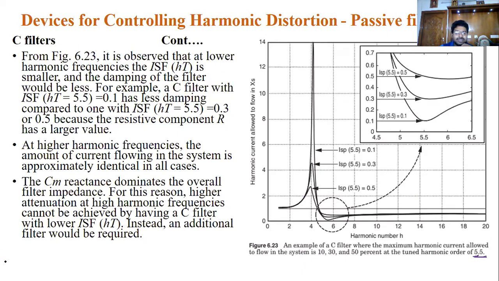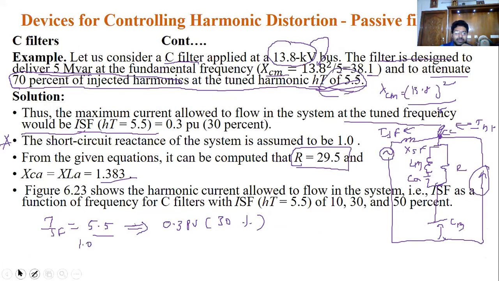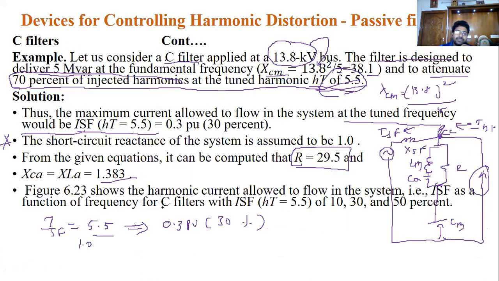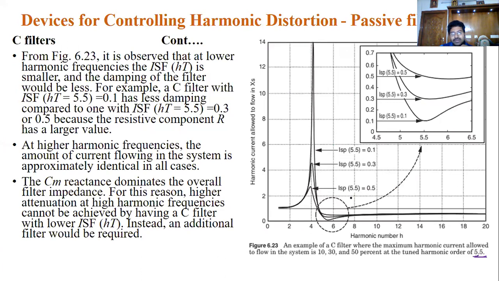Remember, this order is the h_t value. Now see this here that value is 5.5. We can see how much amount of harmonic current it can allow, 10% or 30%. According to this formula, you can see how much of the 30% harmonics is allowed into the system. This is one of the other cases for 5.5 order, the order of the harmonic being 5.5. How much percentage of harmonics is going to be allowed? In this case only 50%, here 30%, here 10%. Now see these three cases: the order is the same, but the amount allowed of the harmonic current changes.